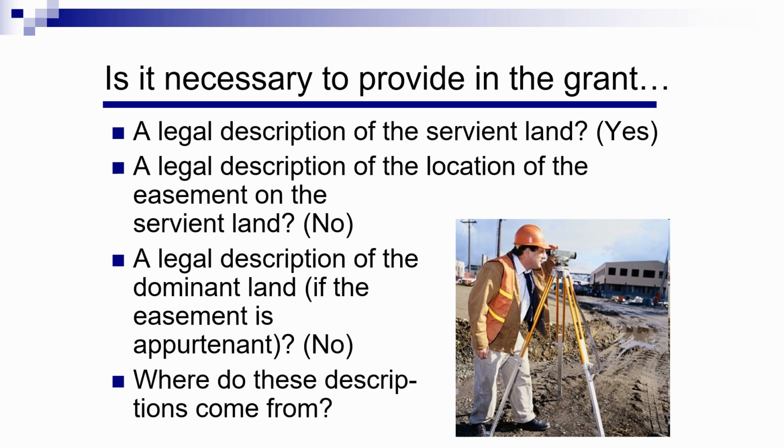Where do the descriptions come from? If we want a description of the dominant land or the servient land, where can we get one? Well, the answer is almost always there will be existing recorded deeds. Often the owners will also have title insurance policies, and both the deeds and their title insurance policies will contain legal descriptions of their property. So it's easy to get that. On the other hand, a legal description of the exact location of the easement on the servient land is not so easy to come by because that's a new phenomenon. We don't have any existing document that will give us a legal description of the exact location of the easement.